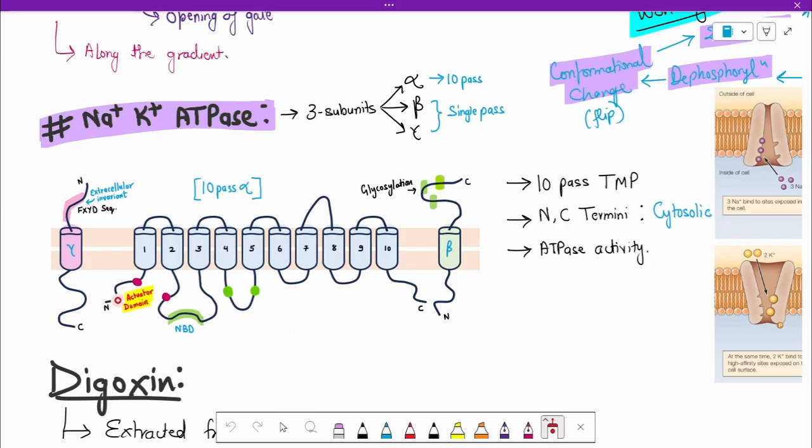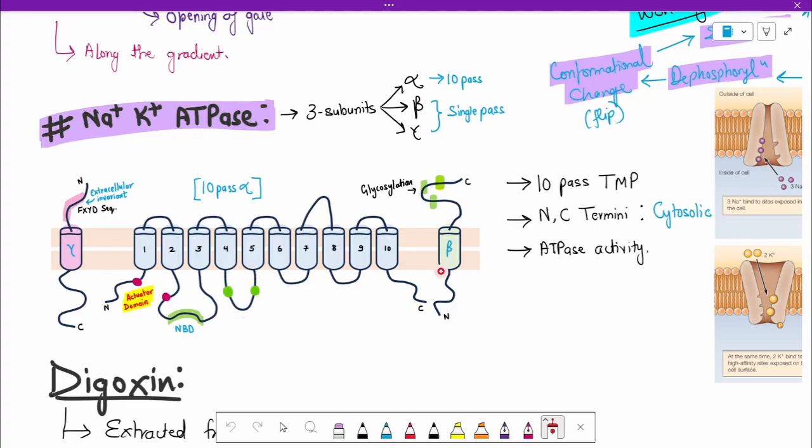In this case both N and C terminus are on cytosolic side. In close proximity to N terminus we have activator domain. The same activator domain can be seen on second and third loop. On the same second and third loop we have nucleotide binding domain. Alright, we have a regulatory domain on the loop of fourth and fifth helix.